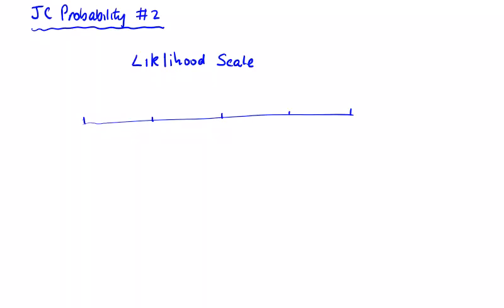We're going to look at the likelihood scale first in this video. It's very similar to the probability scale, which goes from 0 to 1 or 0% to 100%, but with the likelihood scale, we use words. So at this end, something that's impossible. The sun will not rise tomorrow is impossible. The sun will rise tomorrow is certain. You flip a coin and get a head, there's an evens chance.